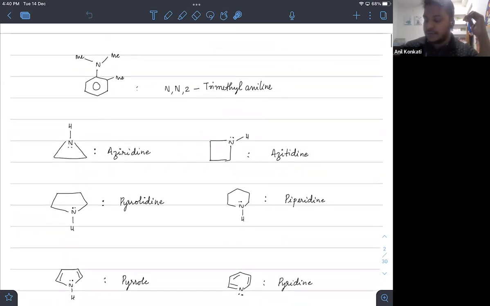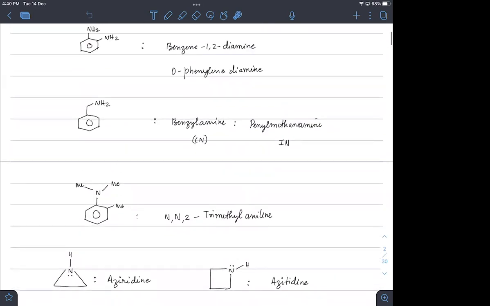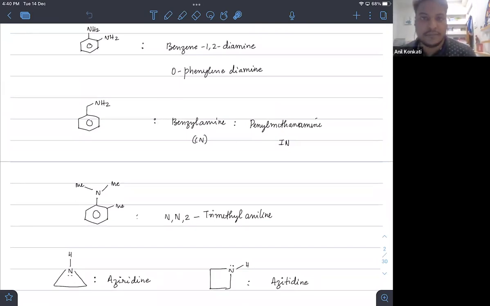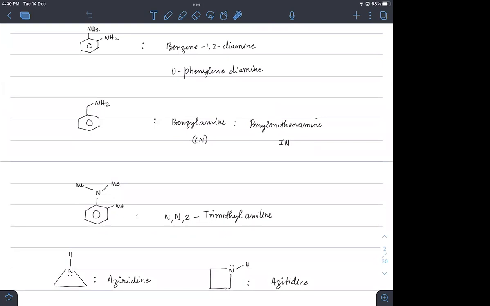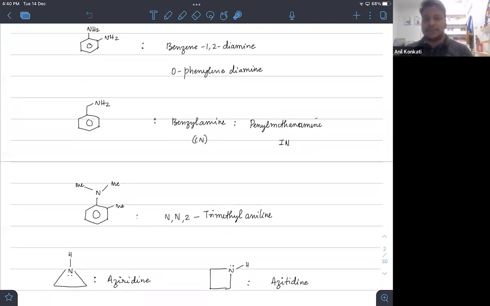Now, in case you have joined slightly late, have I missed anything important? Say it again. I joined just right now. Have I missed anything important? No. I have just started IUPAC of amines. That's it.